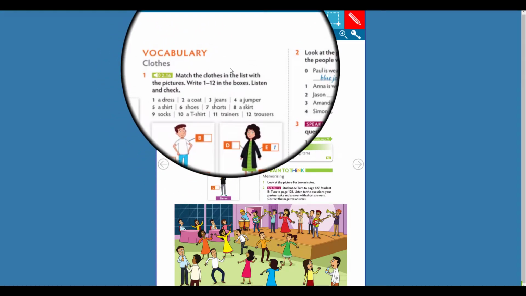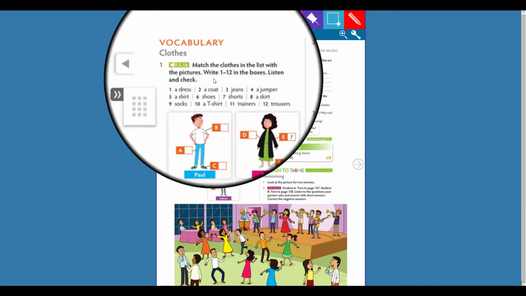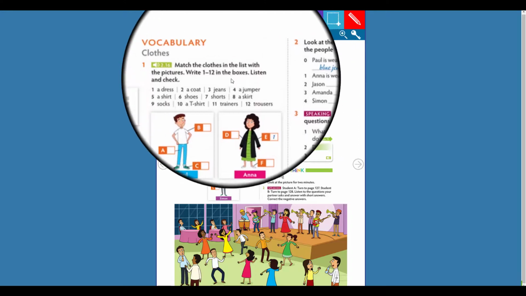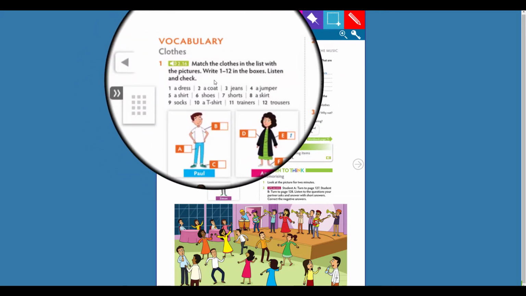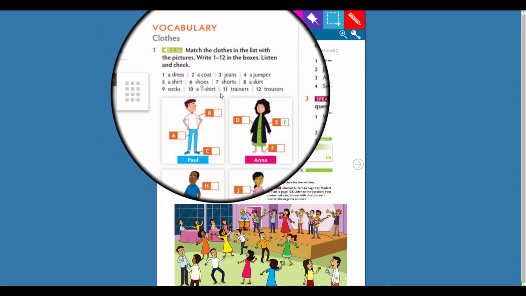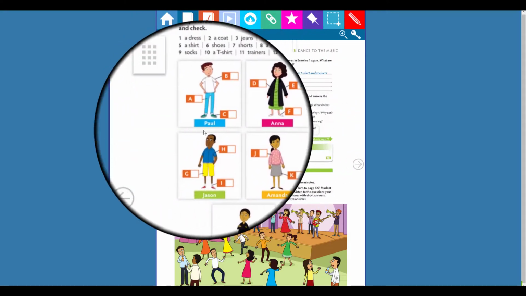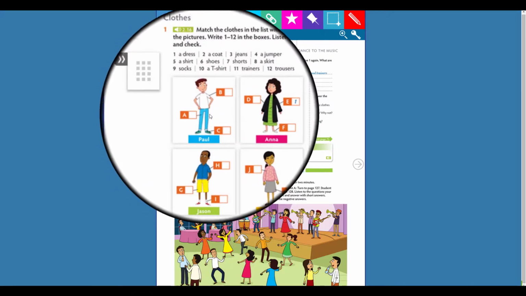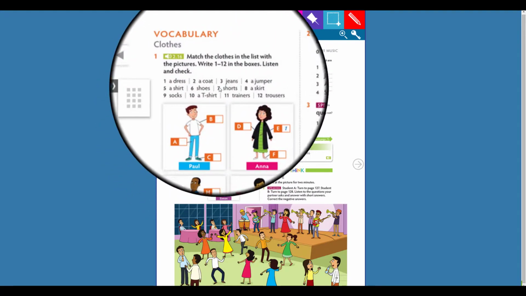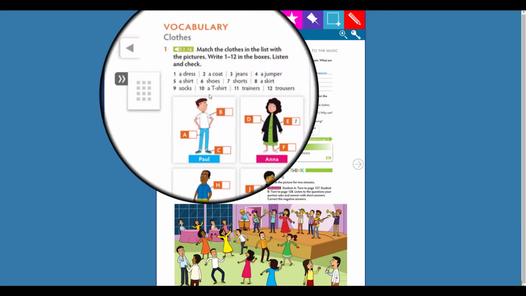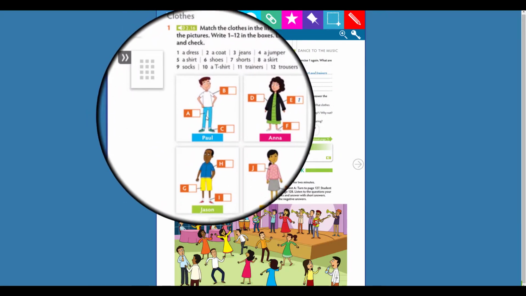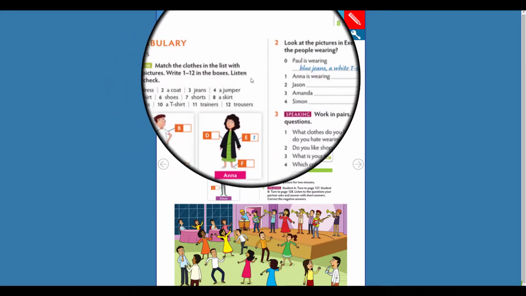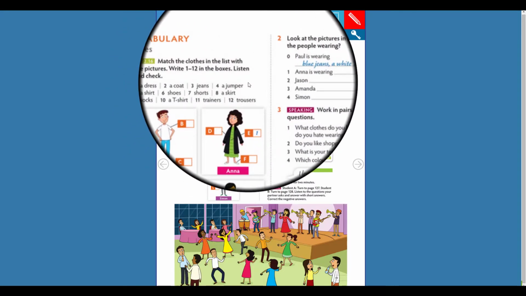So let's do activity number 1. Match the clothes in the list with the pictures. Write 1 to 12 in the boxes. Lo que debemos hacer entonces es unir las prendas de vestir con las imágenes como corresponda. Es decir, por ejemplo, la letra A está apuntando esta prenda de ropa y ustedes van a colocar el número al lado de la letra con la prenda que corresponda. So stop the video now, please, and do it.